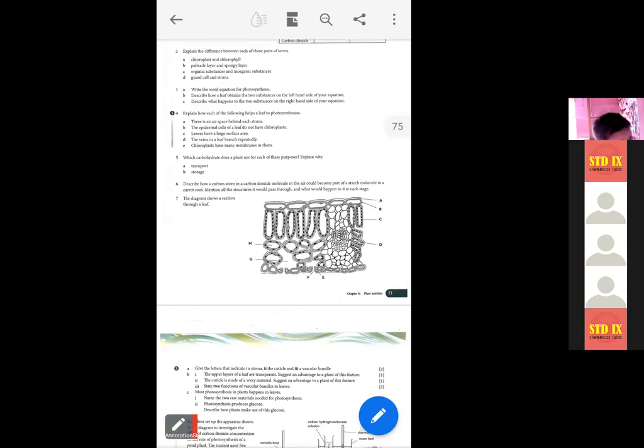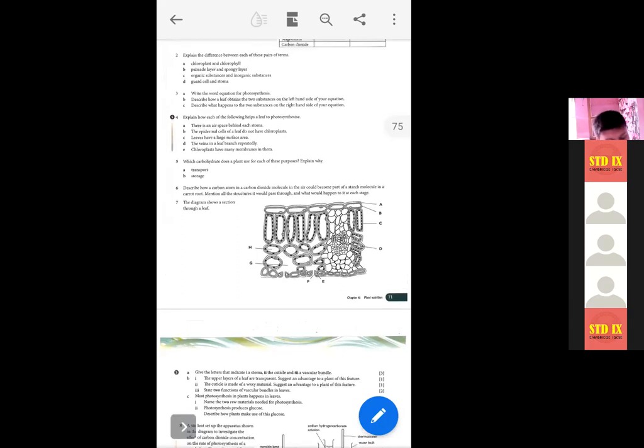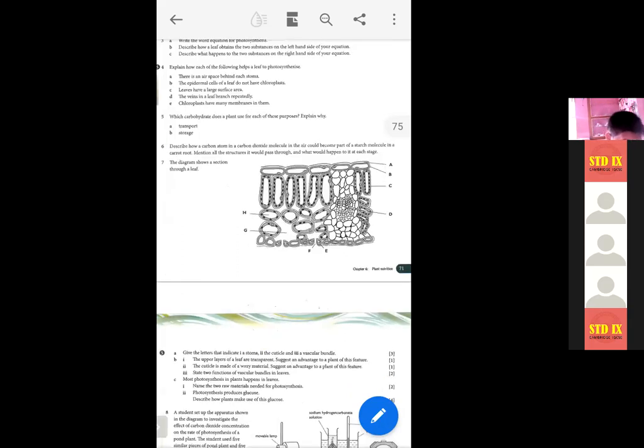The first one is carbon dioxide, present in the air. From the air, the carbon atom enters the plant body as a carbon dioxide molecule. After entering the plant body through the epidermis, it penetrates to the mesophyll layer. In the mesophyll layer there are the chloroplasts. Inside the chloroplast, photosynthesis takes place.